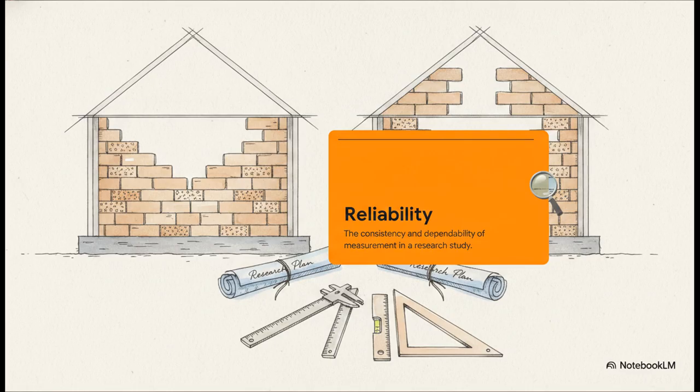Now, if validity is our structural integrity, reliability is the consistency of our building materials. Reliability is the consistency and dependability of measurement. What this means in actual practice is that if another researcher takes your exact blueprint and builds this exact same house again, meaning they repeat the study using your methods under similar conditions, the house should hold up exactly the same way. The results should be virtually identical. If your data collection procedures are completely random or inconsistent, your findings simply cannot be trusted, no matter how beautiful the research design looks on paper. It's like building a house with bricks made of sand.